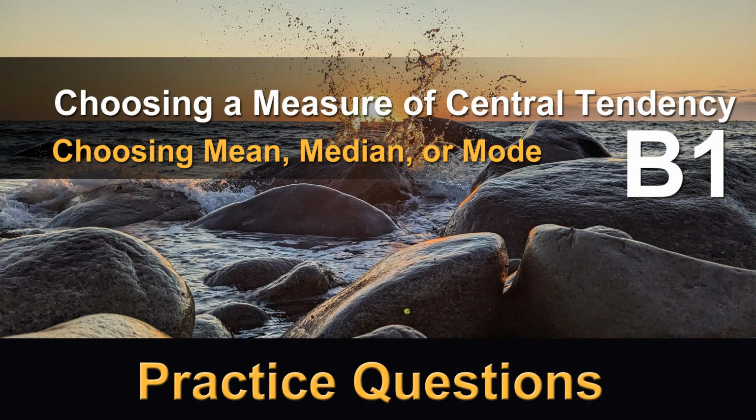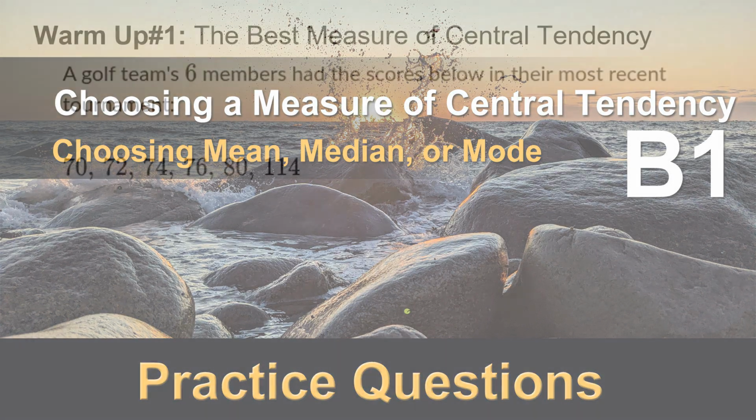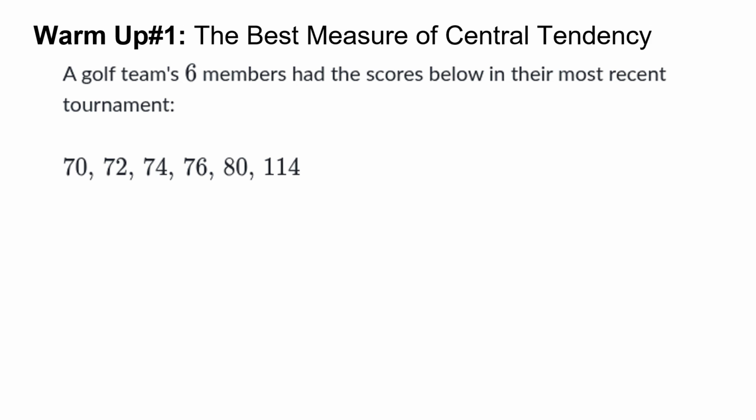Let's look at some examples where we have to choose the best measure of central tendency. Here's our first example. A golf team's 6 members had the scores below in their most recent tournament. 70, 72, 74, 76, 80, and 114. Somebody's not a very good golfer. So we're going to calculate our 3 measures of central tendency, mean, median, and mode.